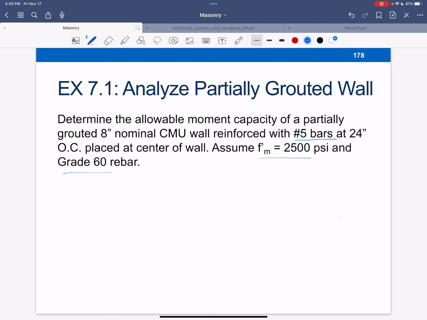One of the first things I should do is just go ahead and figure out if kd is less than the thickness of the wall. So this is kind of an extra step that we have to do. So d, we had a d last time, same with an 8-inch wall. It's going to be 7.625 divided by 2, which is 3.8125 inches.